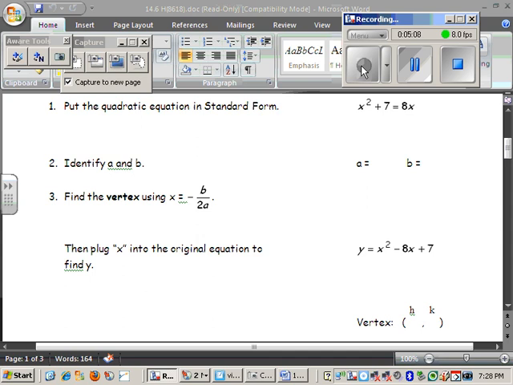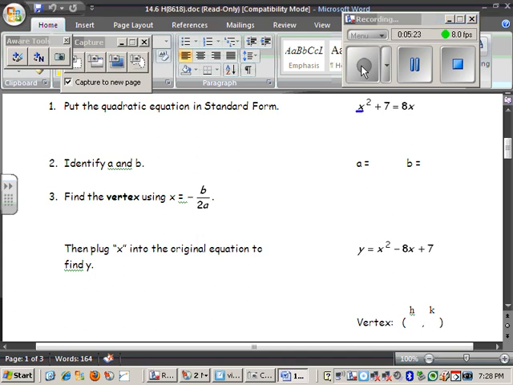Now we're going to go ahead and convert our equation. The first thing we need to do, the very first step, is we're going to take the quadratic equation and put it in standard form. So we need to set that equation to 0. Here I have x squared plus 7 equals 8x.